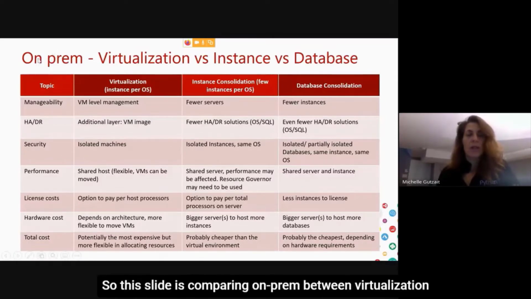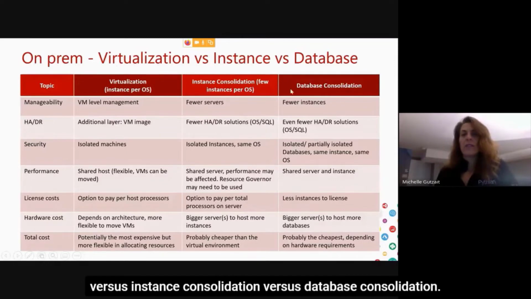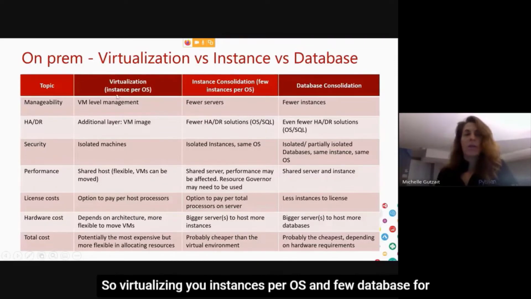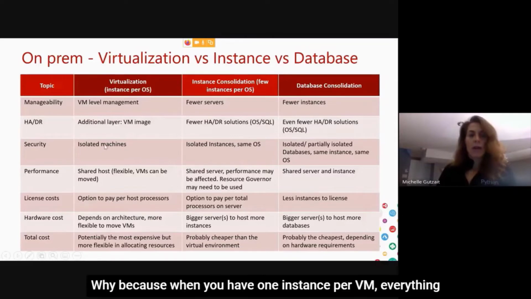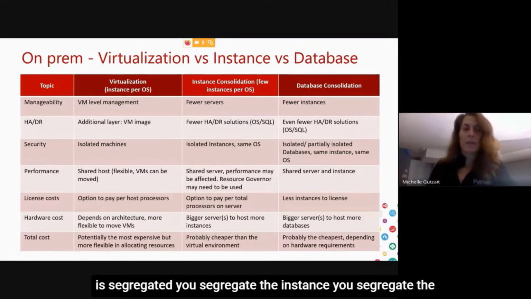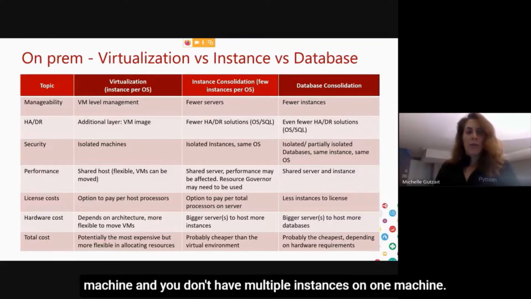Let's go to security. So this slide is comparing on-prem between virtualization versus instance consolidation versus database consolidation. So virtualizing few instances per OS and few database per instance. So from security perspective, this one is the most secured. Why? Because when you have one instance per VM, everything is segregated. You segregate the instance, you segregate the machine, and you don't have multiple instances on one machine.